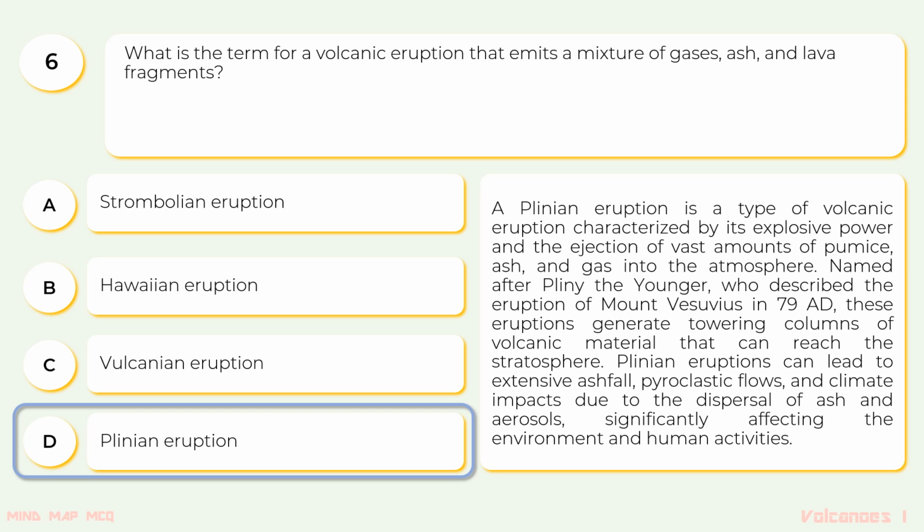Plinian eruptions can lead to extensive ashfall, pyroclastic flows, and climate impacts due to the dispersal of ash and aerosols, significantly affecting the environment and human activities.